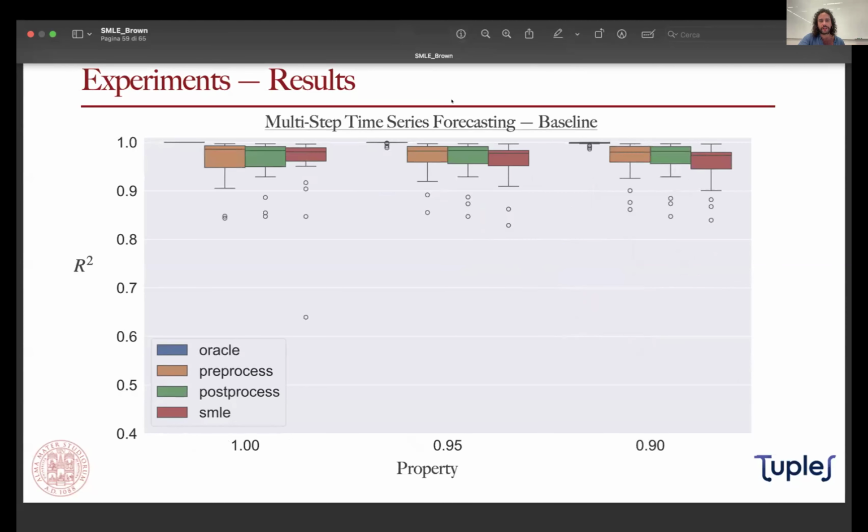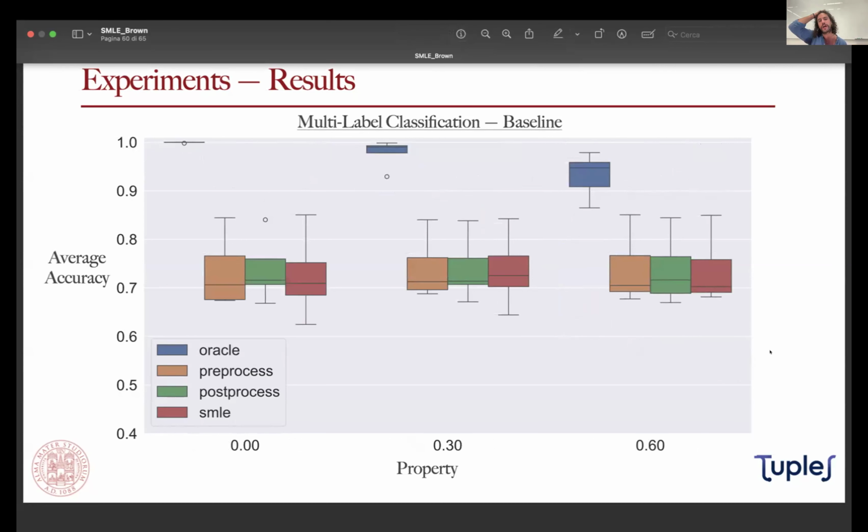Now, if we go to the other benchmark, where we consider 3 properties, we can pretty much observe the same results in the multi-label classification benchmark. So here, maybe the observation is that our models are not that good. All of them, the average accuracy is slightly above 70%, but the important result for us is that SMLE, again, is very close to its competitors. Actually, in some cases, it's even better than its competitors, okay? Which is pretty promising in our opinion.